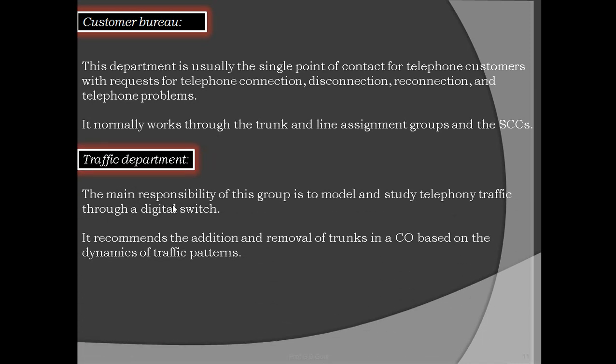Traffic department: its main responsibility is to model and study the telephone traffic through the digital switch. This is very important. This only is going to decide the actual designing of the particular local exchange office or the common office, and by that it is also going to decide the cost of the common office, where the addition and removal of the trunks is involved, based on the dynamic patterns of the traffic.